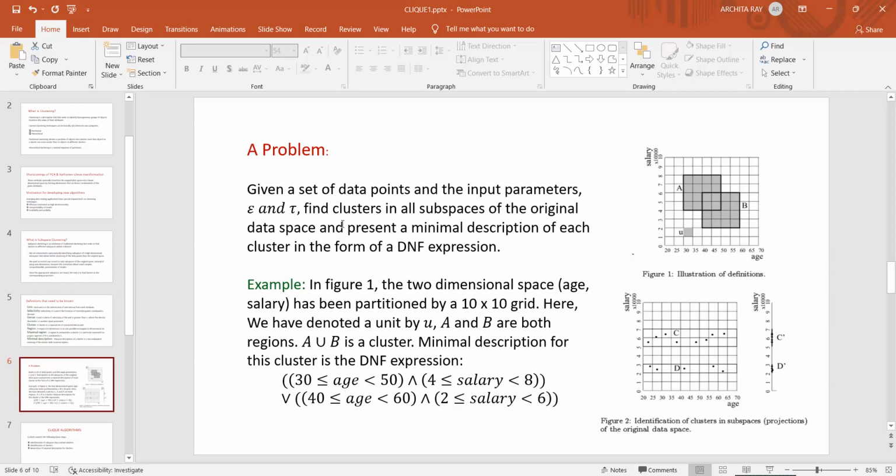Now we come to figure 2. In figure 2, assume that tau is 20%. No two-dimensional unit is dense and there are no clusters in the original data space. If the points are projected on the salary dimension, there are three one-dimensional dense units. Two of these are connected, so there are two clusters in the one-dimensional salary subspace. One is C', which is 5 ≤ salary < 7, and the other is D', which is 2 ≤ salary < 3. There is no cluster in the H subspace because there is no dense unit in that subspace.